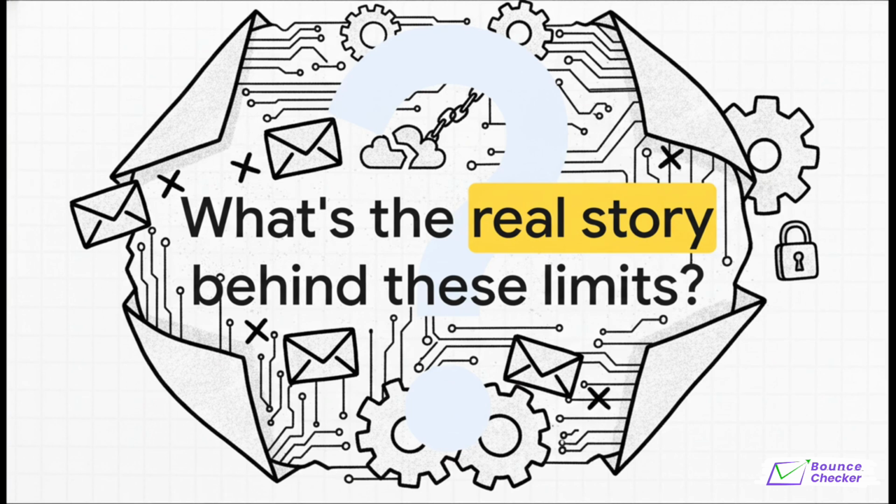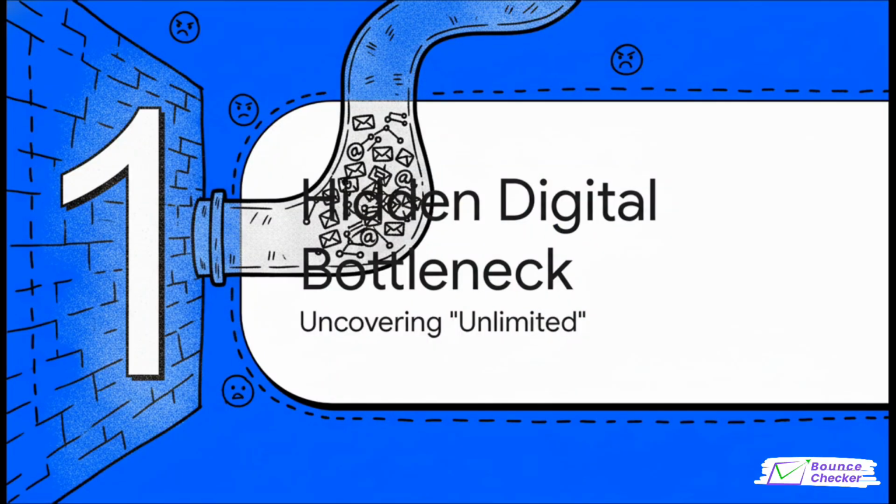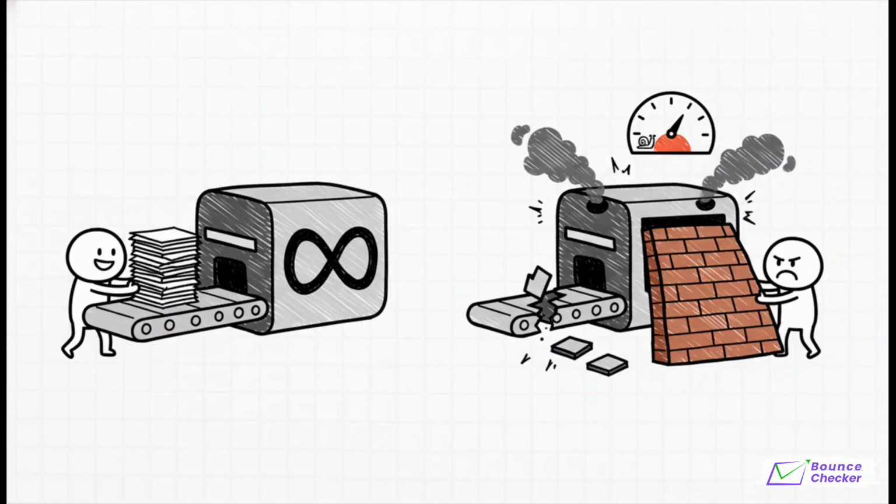Let's get into it. Okay, so our story begins with something you've probably felt, even if you couldn't put a name to it. We're talking about a hidden digital bottleneck. It's like hitting an invisible wall right when you're trying to get something important done. And man, is it frustrating. I'm willing to bet this sounds familiar to a lot of you. You sign up for the unlimited dream, you upload your massive email list, you're ready to go. And then, boom, everything just slows to a crawl.